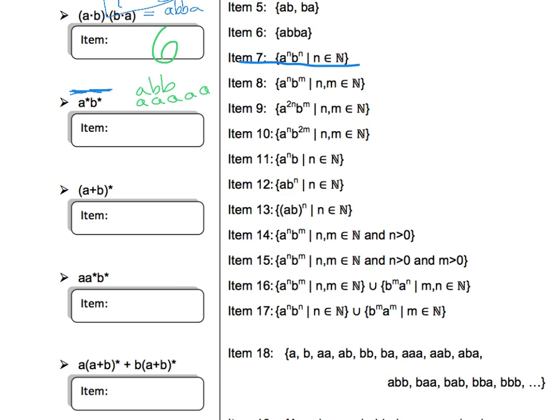On the other hand, if we look at item 8, that looks pretty good. A bunch of a's followed by a bunch of b's, and how many a's? Well, n a's where n is in the natural numbers, m a's where m is in the natural numbers. So yeah, that looks good. We'll give that one an 8.